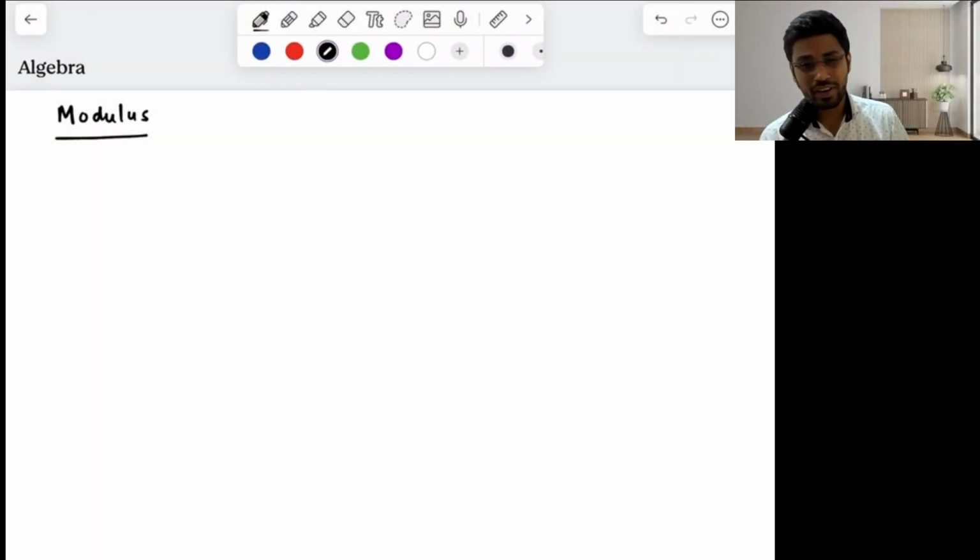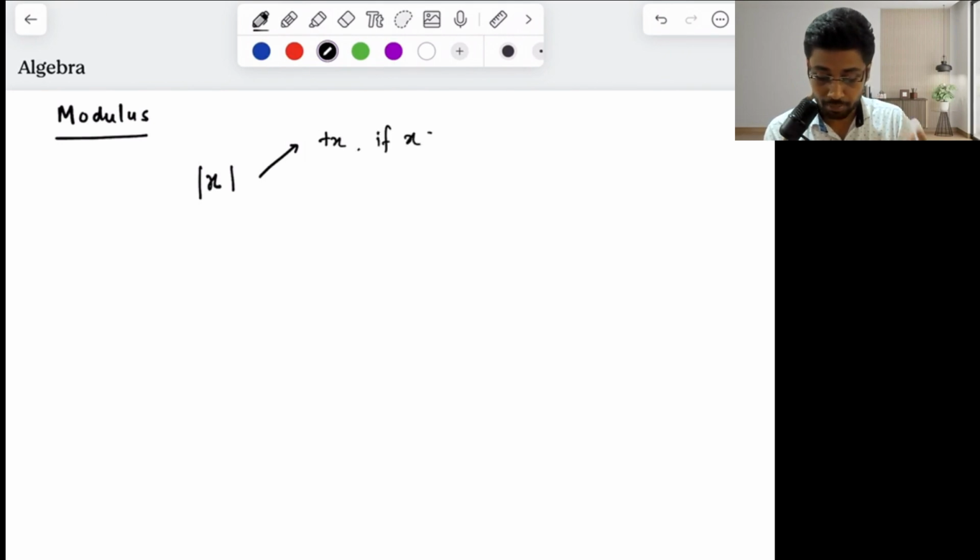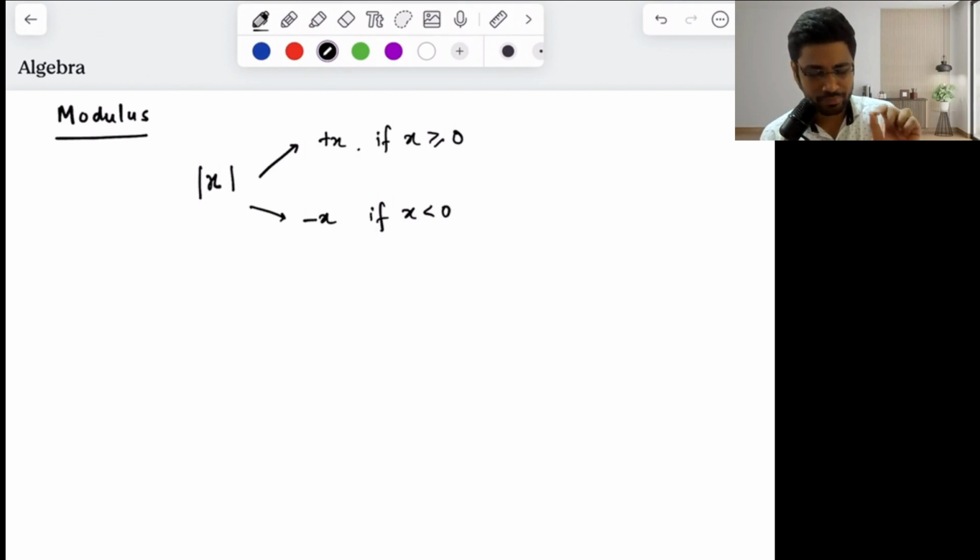All right, so concept-wise, it's pretty simple. Let's consider there's a number x. You take a modulus of it. The value of that function after taking the modulus will be plus x if x is greater than or equal to 0, and it will be minus x if x is less than 0. Now, let's try to understand this with the help of some examples.